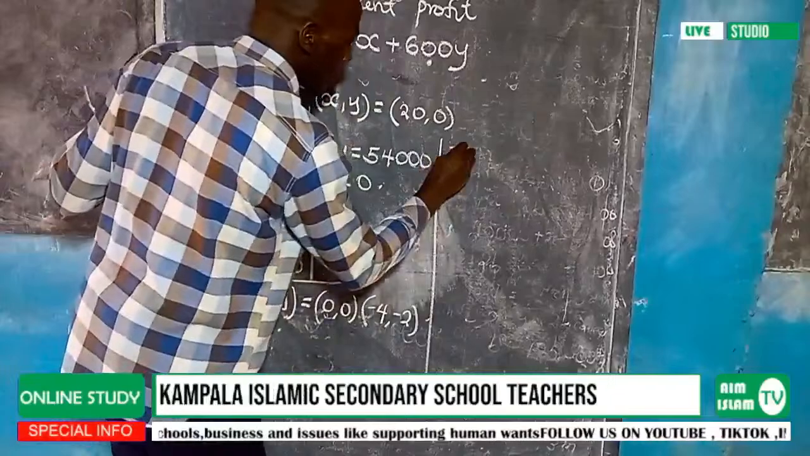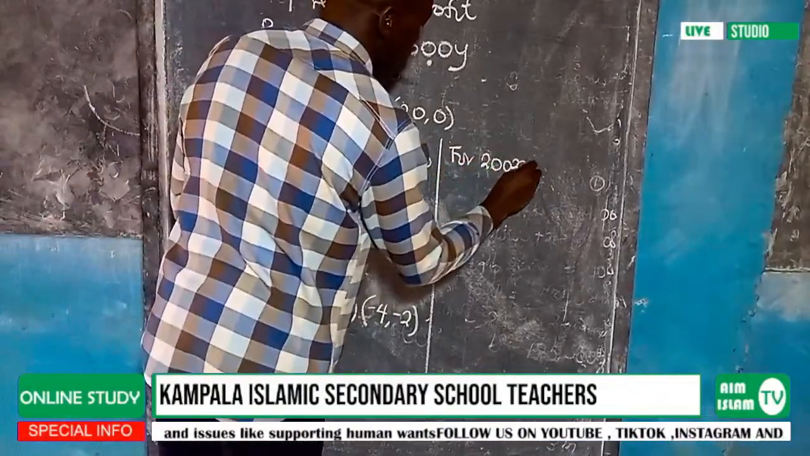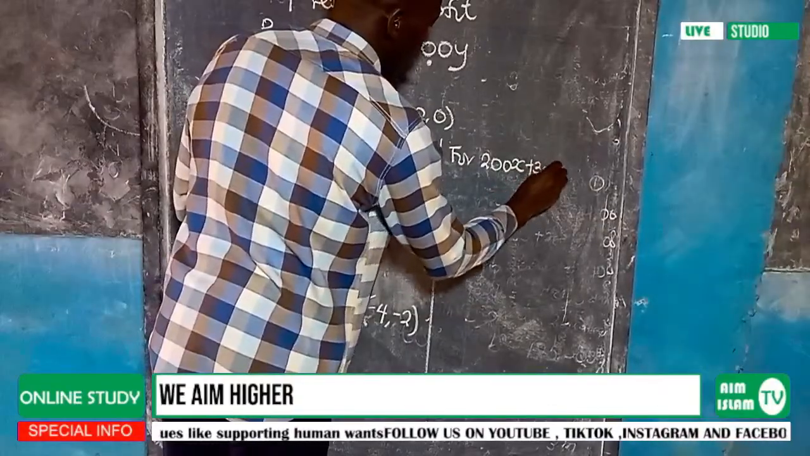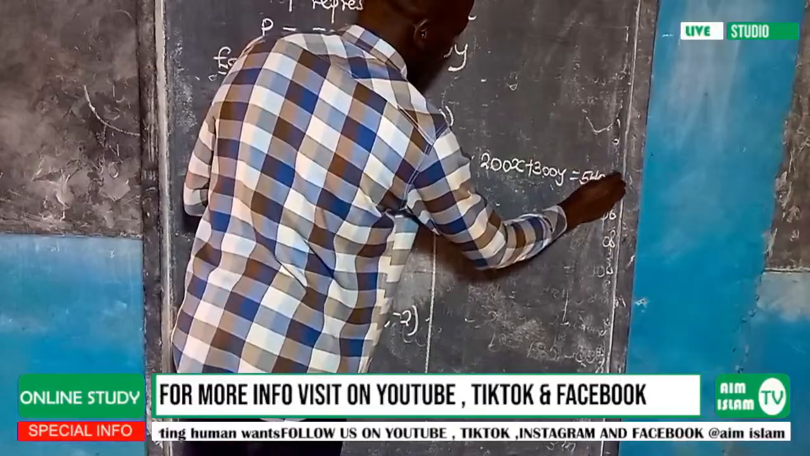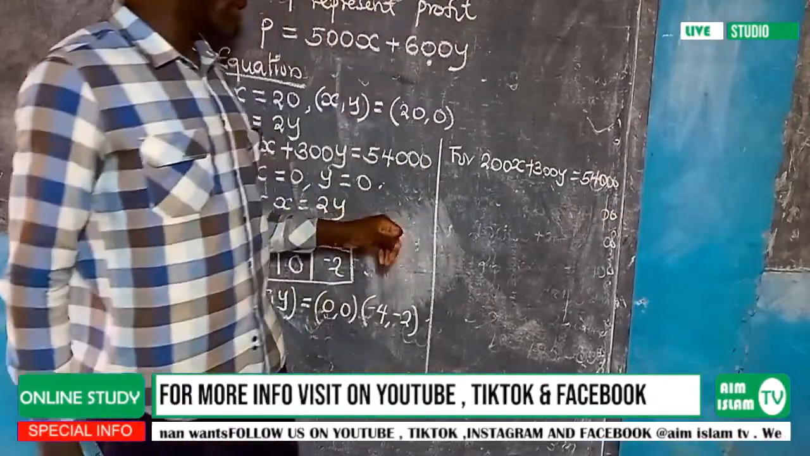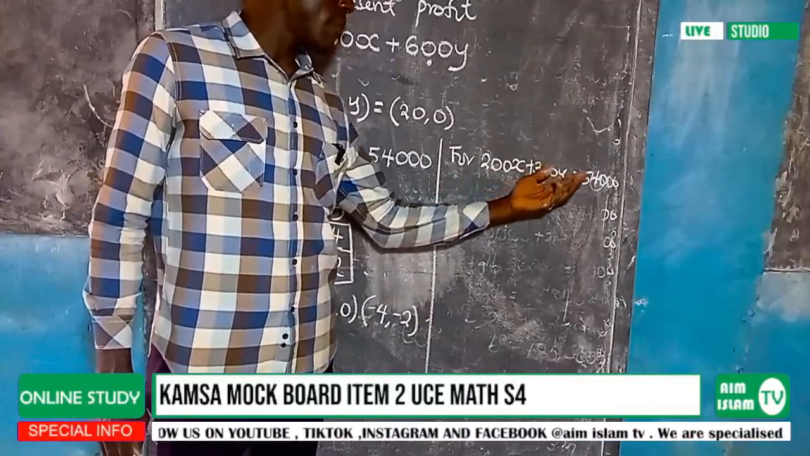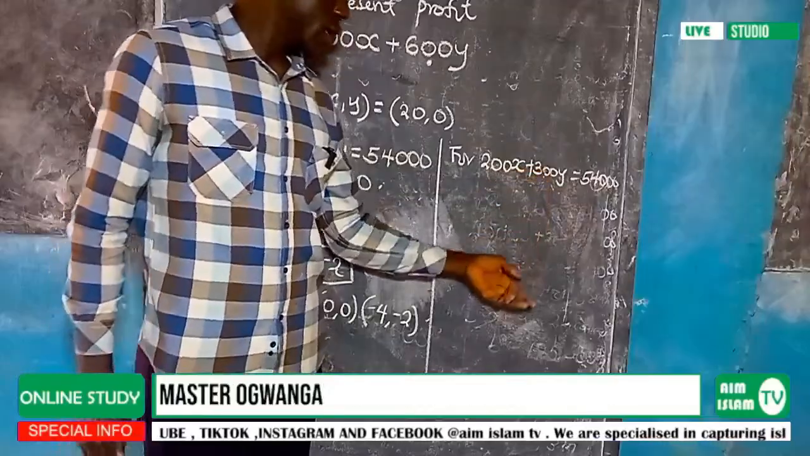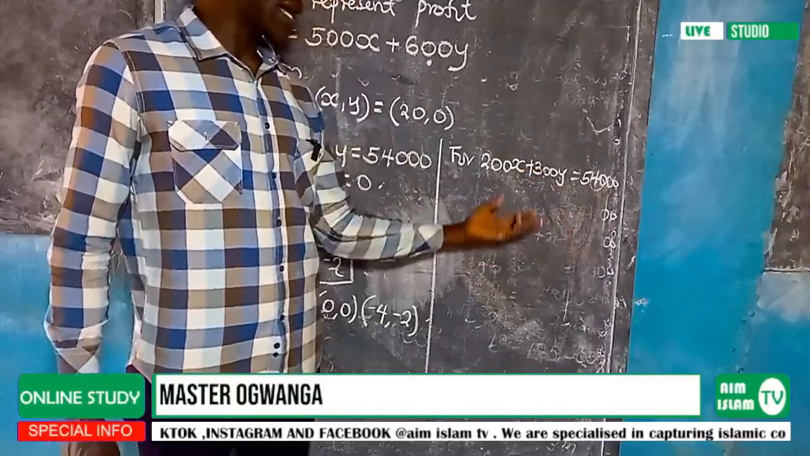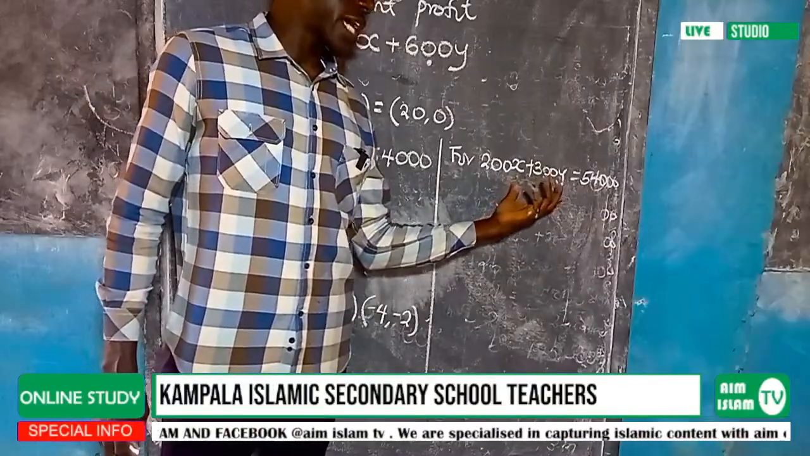We can say 200x plus 300y equals 54,000. Sometimes this equation becomes very big, but we can still get the same answer.